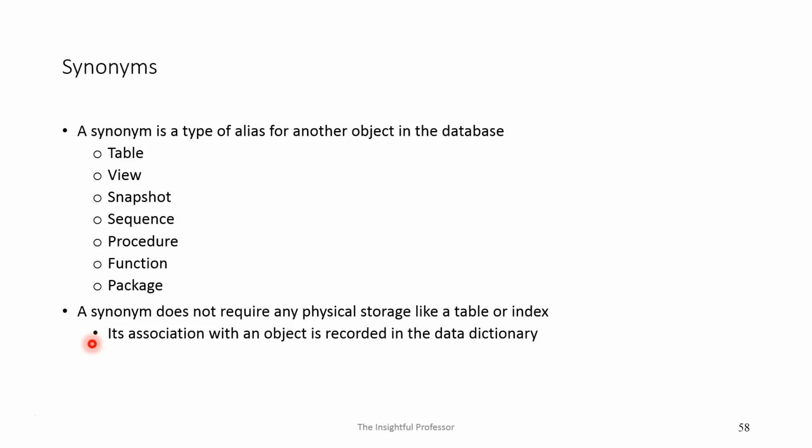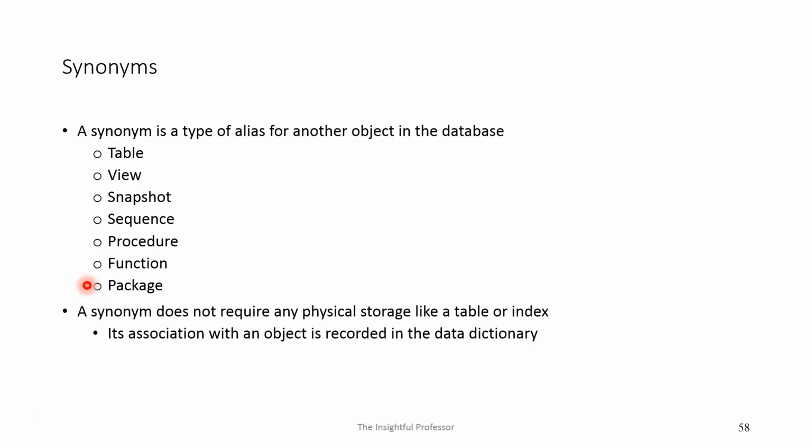And as promised, here we are with synonyms. A synonym is a type of an alias. It's a database object that gets created, and it's an alias, or as the name itself says, a synonym for something else. It could be an alias or a synonym for a table, a view, a snapshot. A snapshot is an alternative name for something called a materialized view. We'll talk about that down the road at some point. Or a sequence, or a procedure, or a function or package, various program objects.